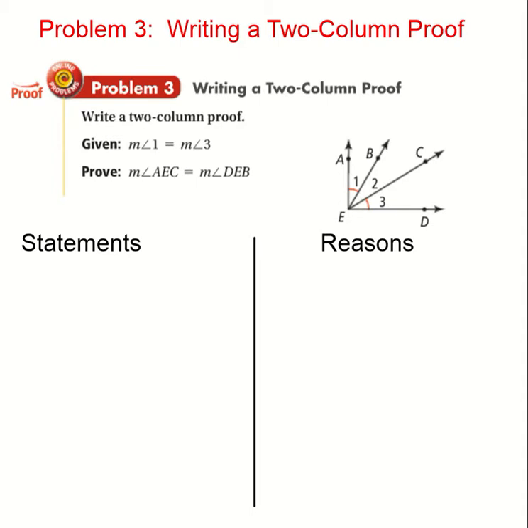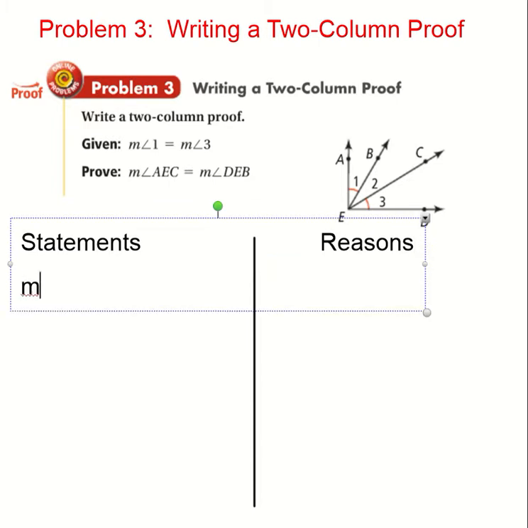So our first statement that we were given was the measure of angle 1, and I don't have all this math notation in here, but I'm going to try my best, equals the measure of angle 3. And the reason for this is that it was given. A lot of times we remember these as we go. This is the first statement, and so we correspond that with our given over here.